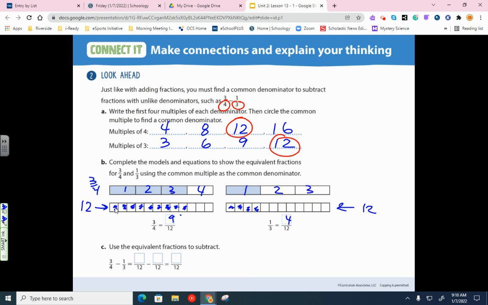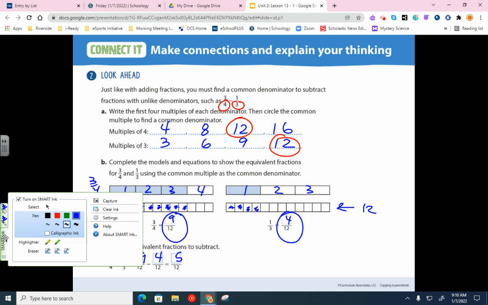Let's bring these two down. 9/12 and 4/12, and 9 minus 4 is 5. 5/12 is our answer. Pretty simple. Models are helpful. Your IXL today will have models to again help support your answer, so you can learn it visually as well as mathematically.